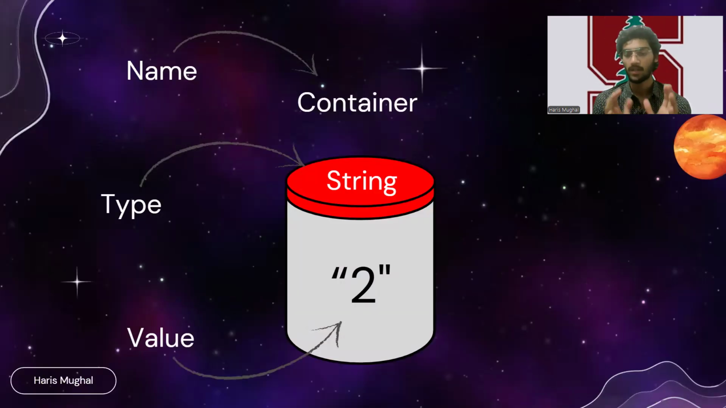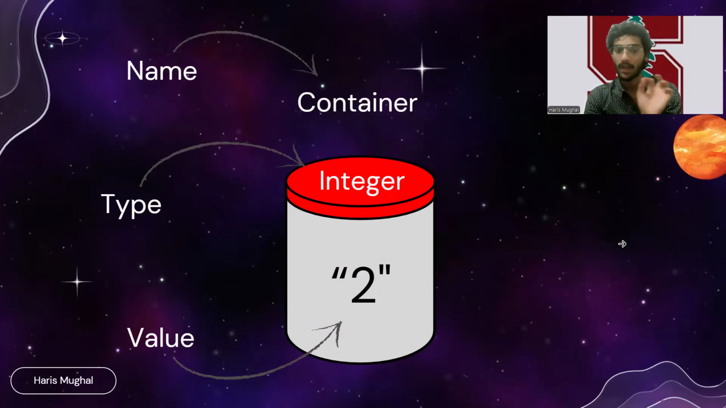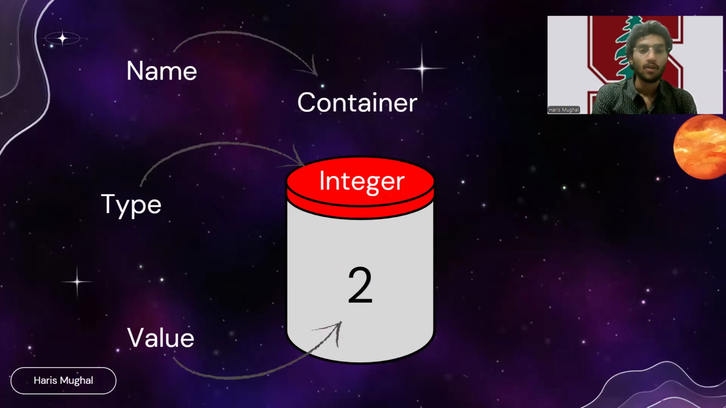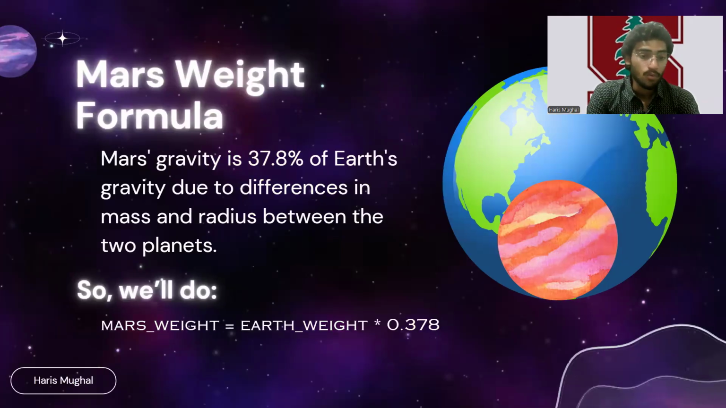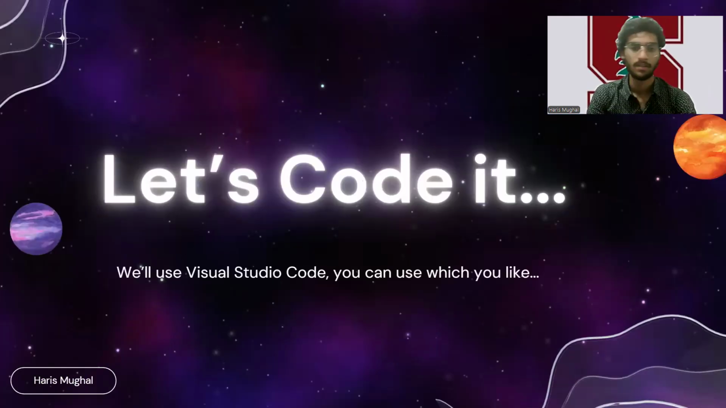So here's our data, and we name it container, and its type for this time is string, and its value is 2 with quotation marks. If we need to convert it into an integer, then its name will be container, but its type will be integer and the value the number 2, as you can see. Okay, so the Mars weight formula is Mars weight equals Earth's weight multiplied by 0.378, as we have discussed above. So let's code it.